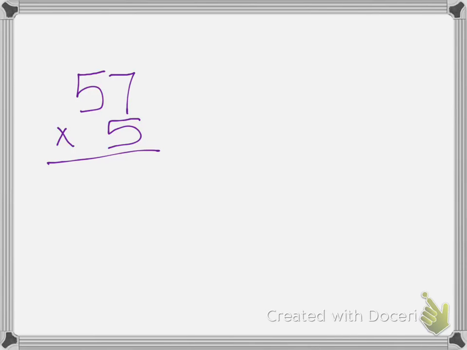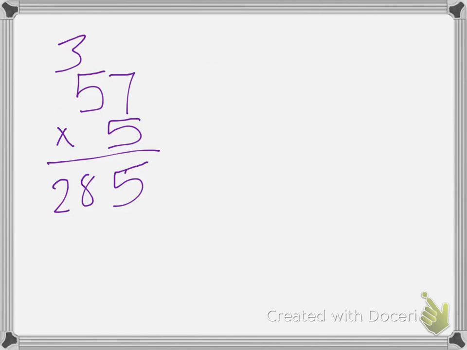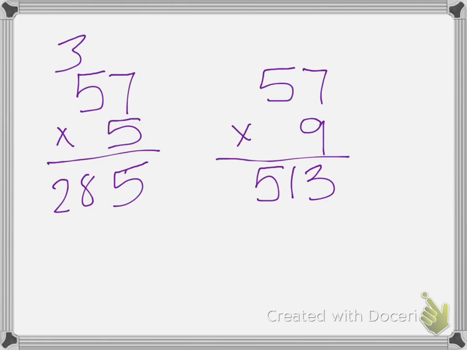57 times 5. So 7 times 5. Go ahead and solve this. So you should have gotten 285. That's way too low because we're trying to get to 550. So let's move this number up. So let's go up to 57 times 9. Please solve that. And you should have gotten 513.